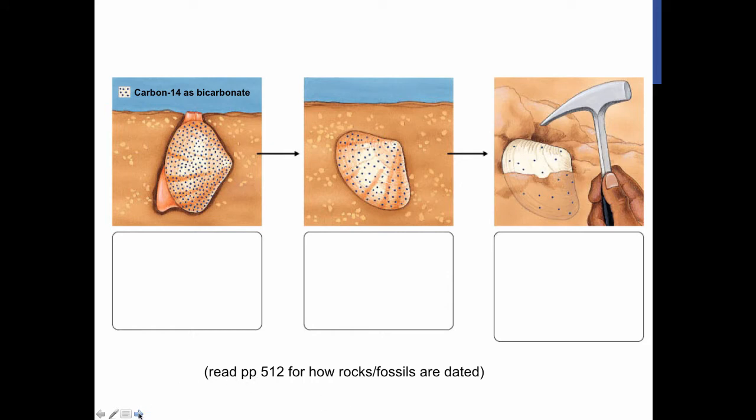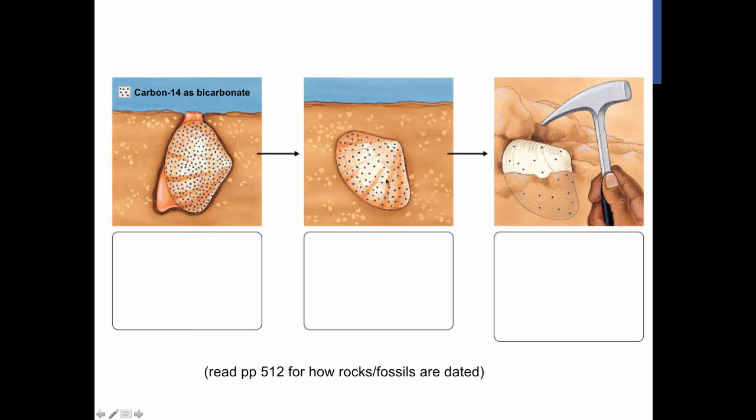Page 512 in the Campbell textbook will give you an idea of how we date rocks and fossils, but we've talked about radiometric dating in different classes. So carbon-14 is a certain percentage of the carbon in the atmosphere. So as you eat things, you take in a relatively constant amount of carbon-14. So you can see here's my lovely little clamshell that's taking in carbon-14 as bicarbonate. You can take carbon-14 in lots of different species, but in this case it's bicarbonate because it's in the clamshell.